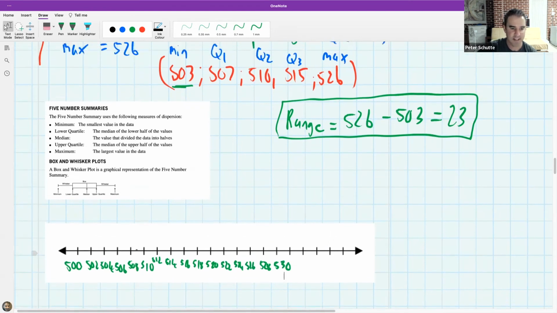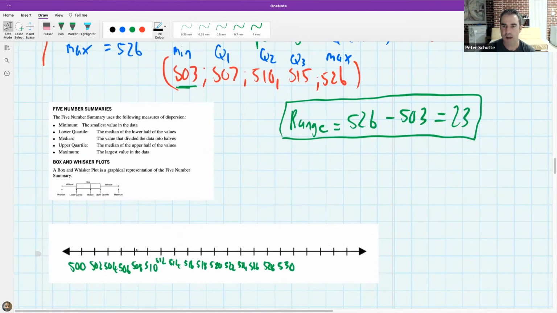So how do we actually draw a box and whisker plot? Now, in the real world, what you would do is you just want to make sure you have enough space for every item in your data set. Now, how do I actually go about drawing this box and whisker plot? So what I like to do, different ways to do it, I focus initially on Q1, Q2, and Q3. So where is 507? So 507 is going to be over here. So I draw a line for that.